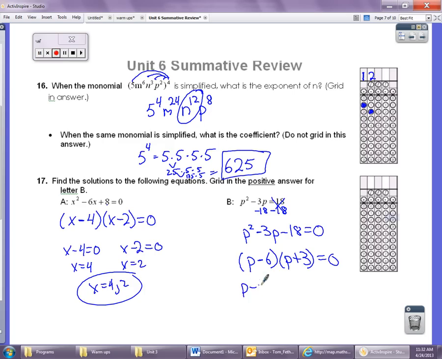So now we say p minus 6 equals 0. P plus 3 equals 0. P equals 6, and p equals negative 3. So we have p is equal to 6 or negative 3. But it asks us to only grid in the positive answer. So the positive answer is 6. So we just grid in 6.